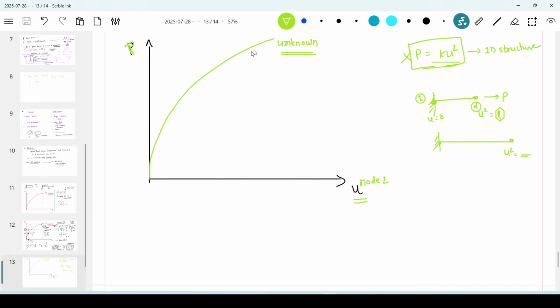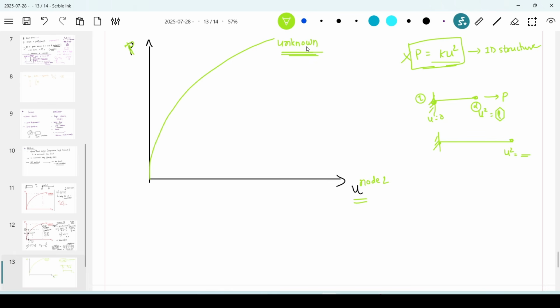What does this curve mean? My question is, how did we get that behavior of the curve? Actually, how do we get that? We have not got this curve. This is supposed to be the response, but it is unknown.